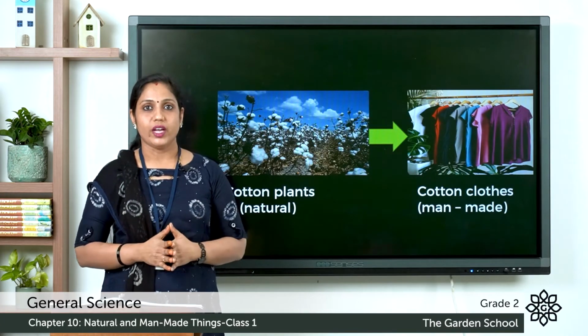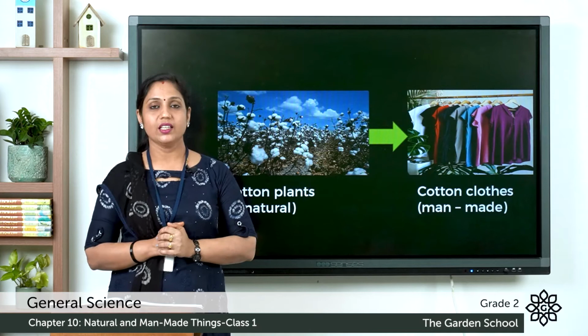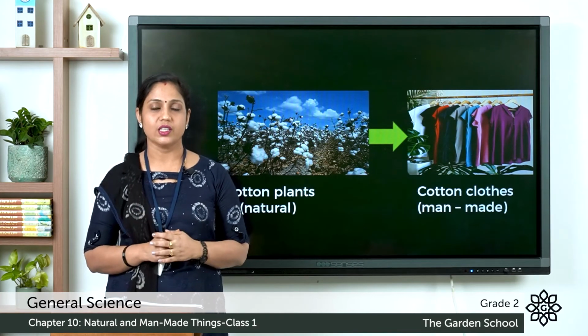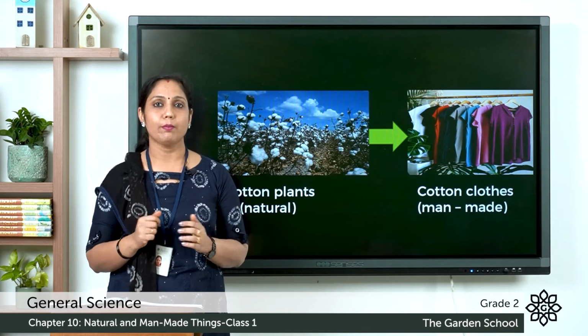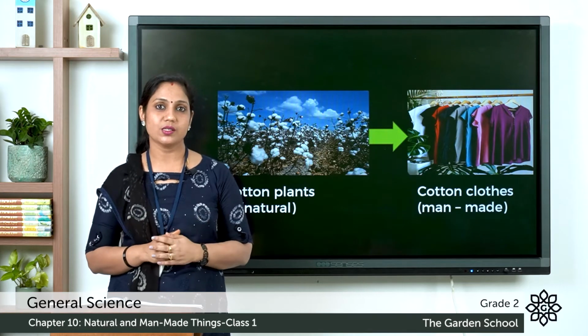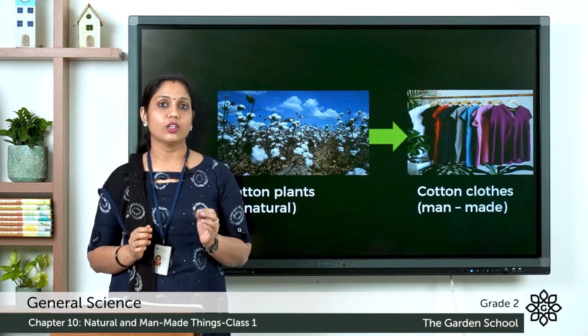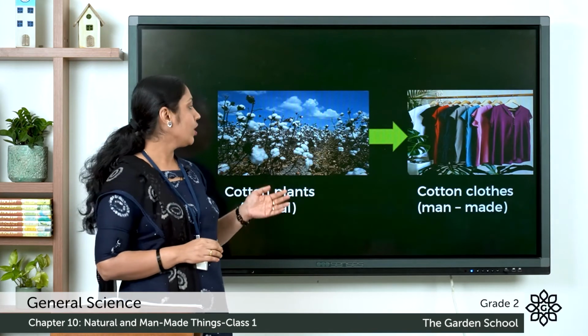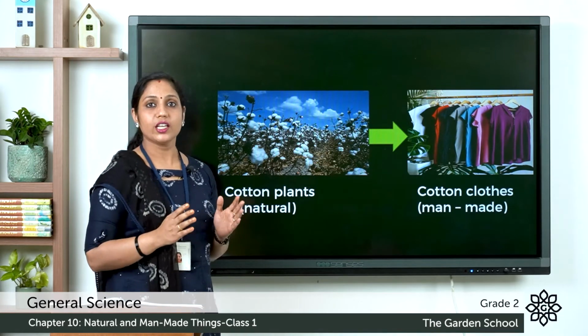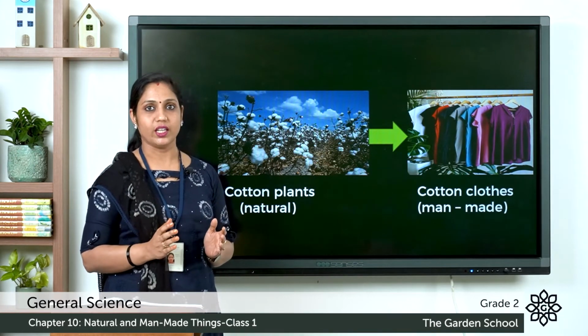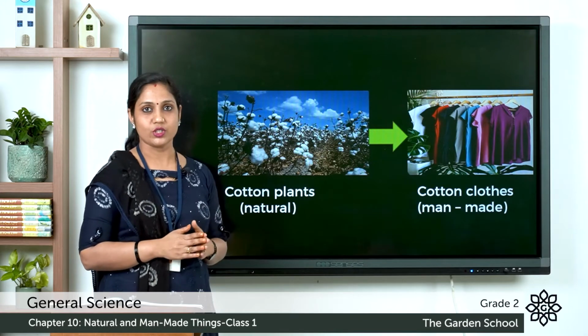The clothes we wear. From where do we get them? The clothes are made in factories. So we can say that the clothes are man-made. But how are these clothes made? We have already learned that cotton clothes we make from cotton plants. And the cotton plant is a natural thing. It's a living thing. So we can say it's a natural thing.